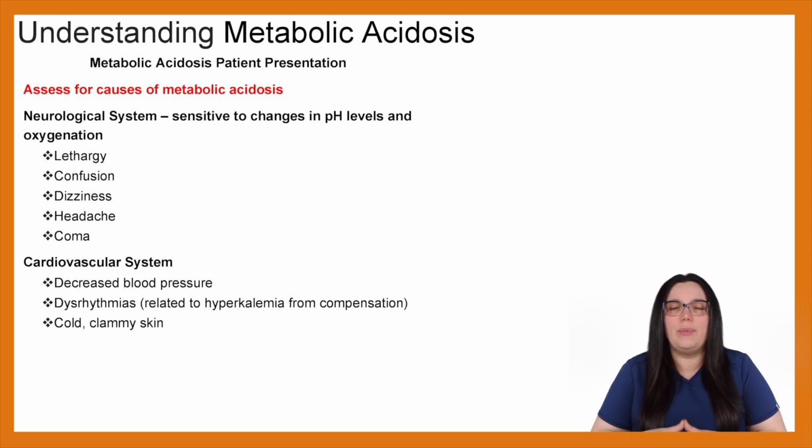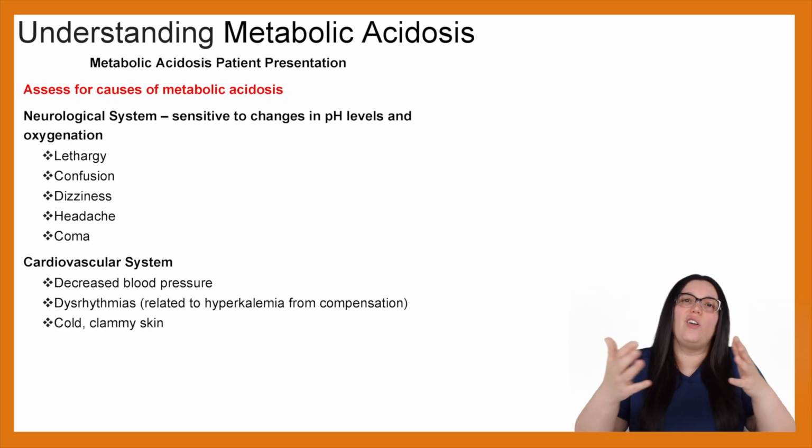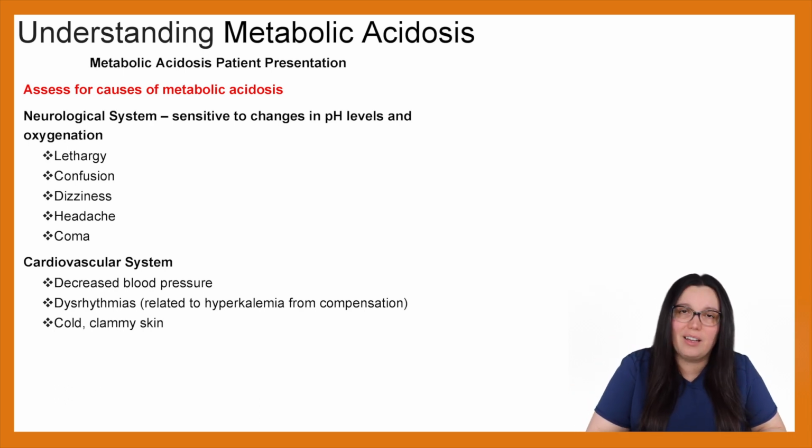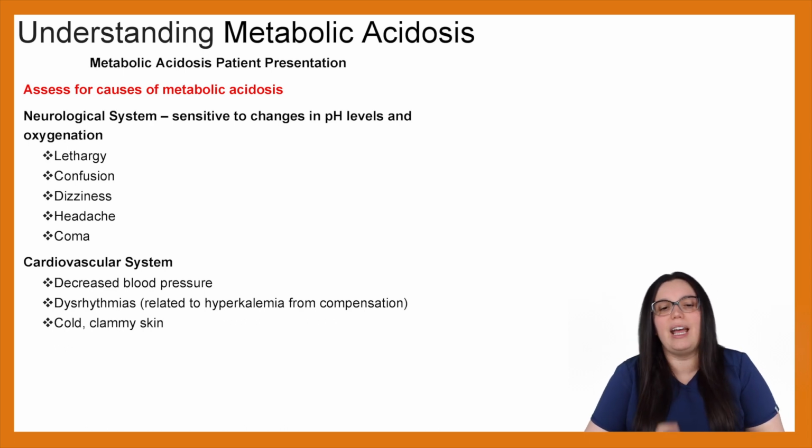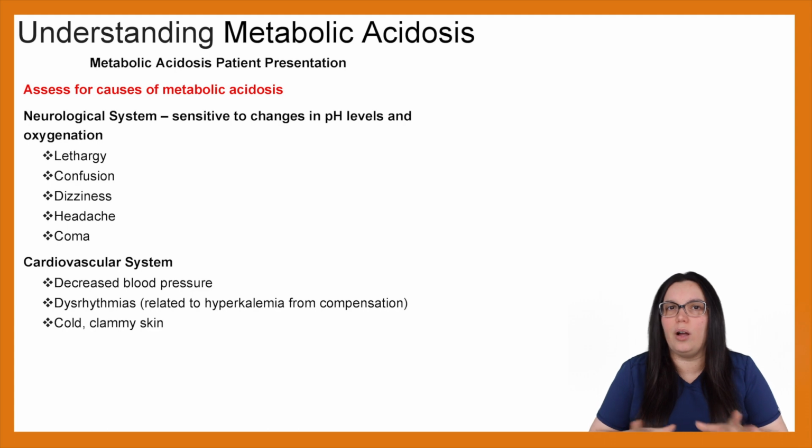So if we've got these hyperkalemic states within our body, we're going to start seeing dysrhythmias take place because of that hyperkalemia. You can start to see peaked T waves. You're going to see a lot of dysrhythmias take place depending on how severe that hyperkalemia is. And lastly, you're going to have cold and clammy skin when it comes to metabolic acidosis.